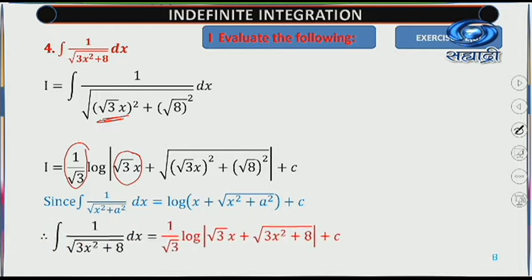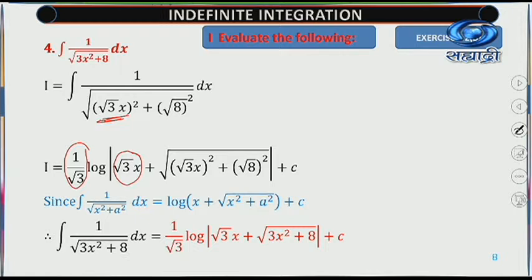And finally, we'll write this as 1 upon root 3 log root 3x, as it is a square. So I will write 3x square plus 8 here. So this is root 3x plus root of 3x square plus 8, plus constant of integration. So we have seen the example directly based on our next formula, that is the fourth formula.